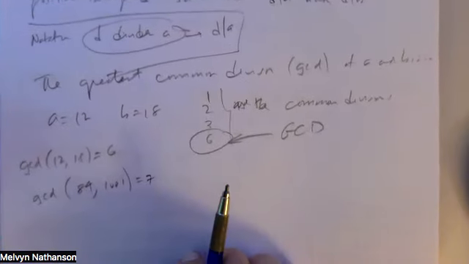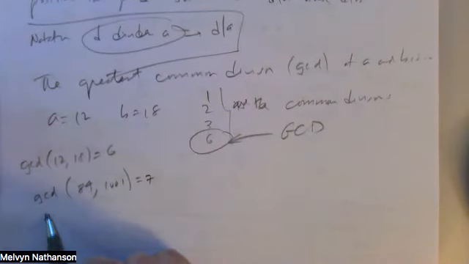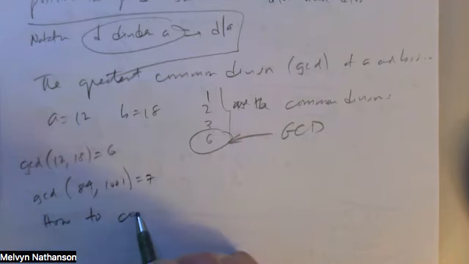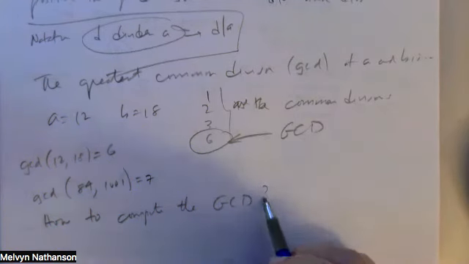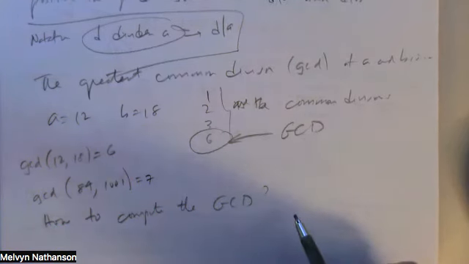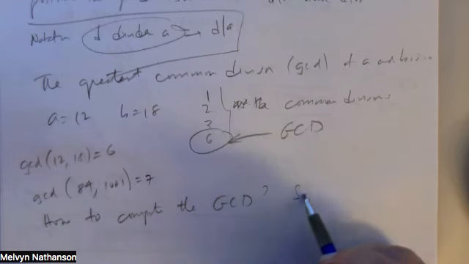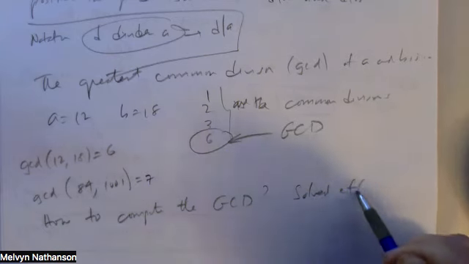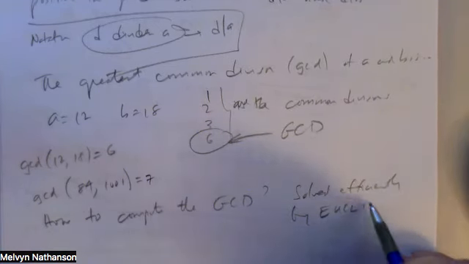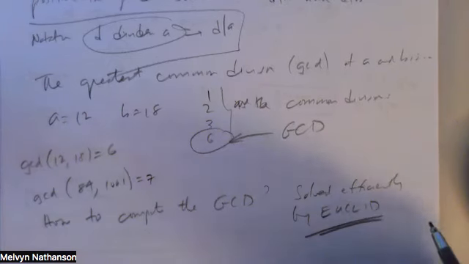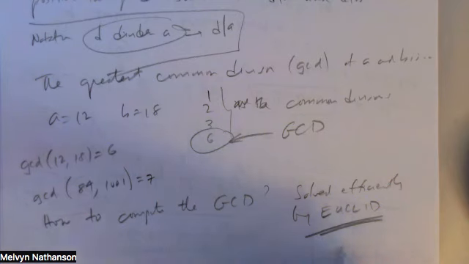And an important problem is how to compute the GCD of two numbers. And this was a method solved efficiently by Euclid more than 2,000 years ago. And this method to compute the GCD due to Euclid is at the basis of a lot of modern cryptography.